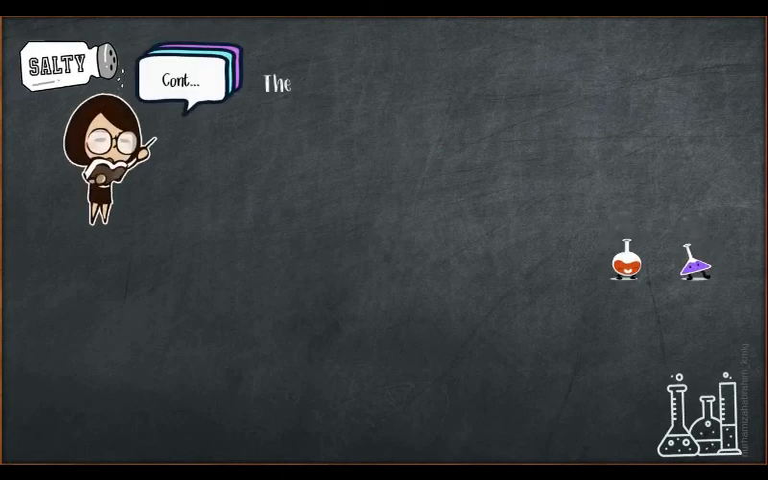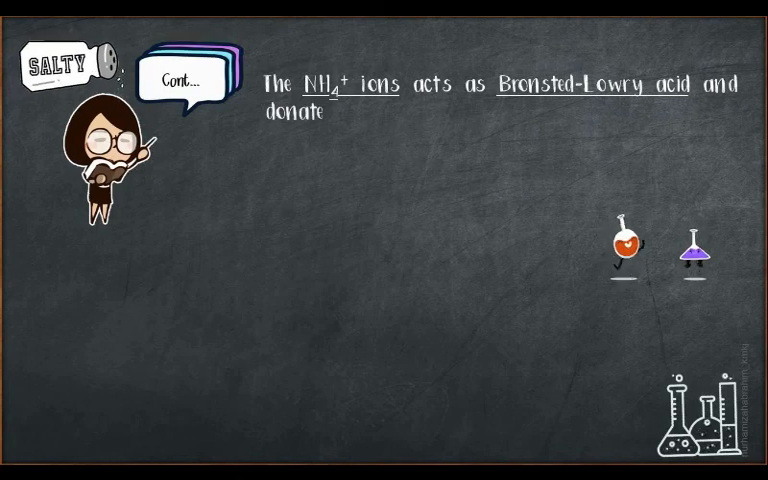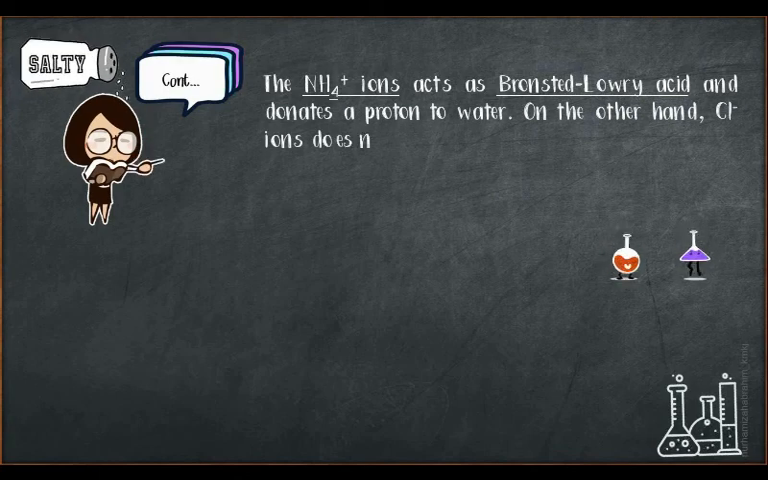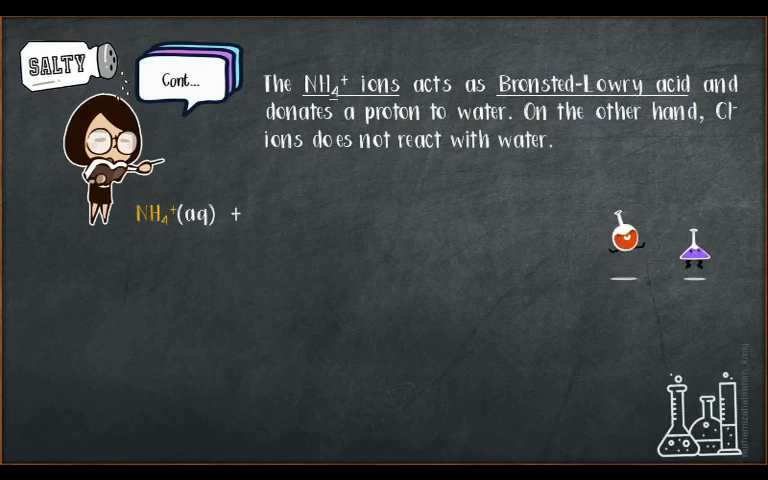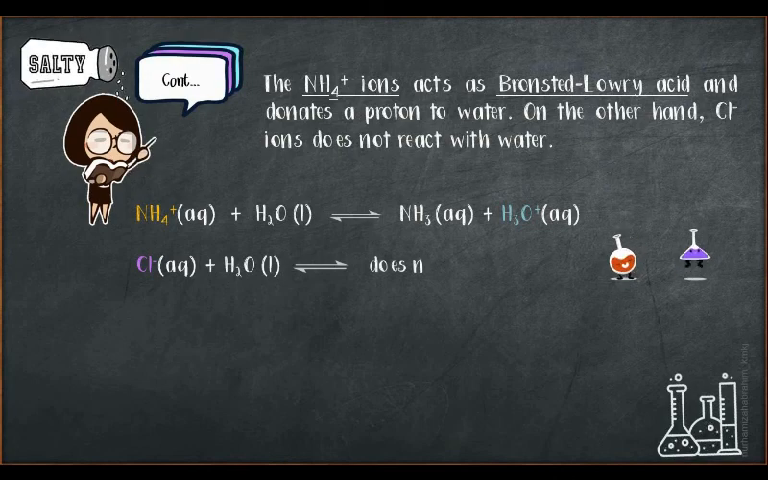The ammonium ions act as Bronsted-Lowry acid and donate a proton to water. On the other hand, chloride ions do not react with water. So, ammonium ions will undergo hydrolysis with water to produce hydronium ion and ammonia, while chloride ion does not hydrolyze with water.